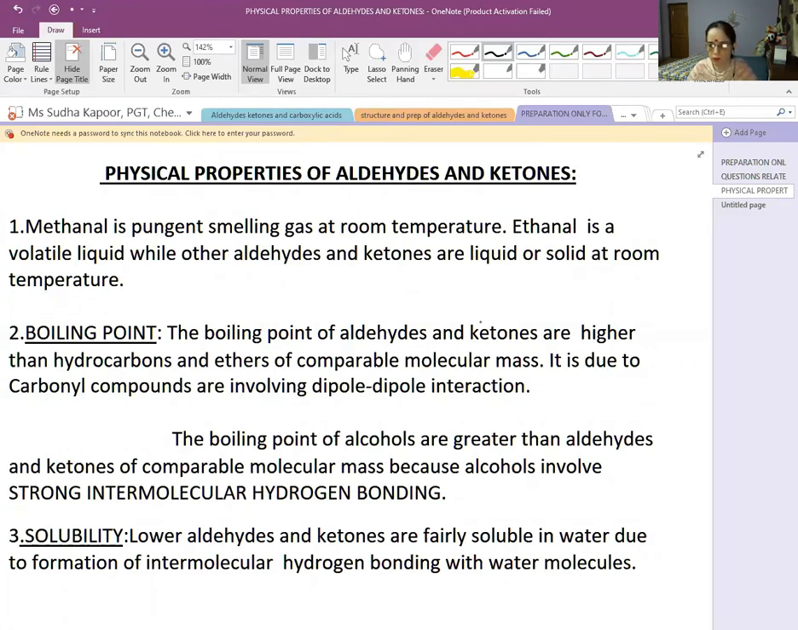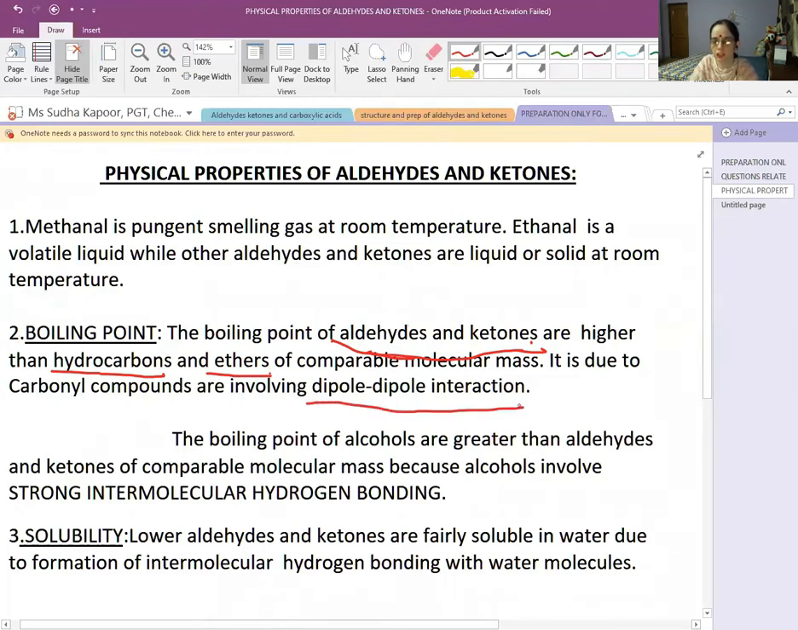Now the second, very important one, is the boiling point. The boiling points of aldehydes and ketones are higher than hydrocarbons. Remember the relationship between the various functional groups: aldehydes and ketones have a higher boiling point than hydrocarbons and ethers. The basic reason behind it is that aldehydes and ketones involve dipole-dipole interaction between them.